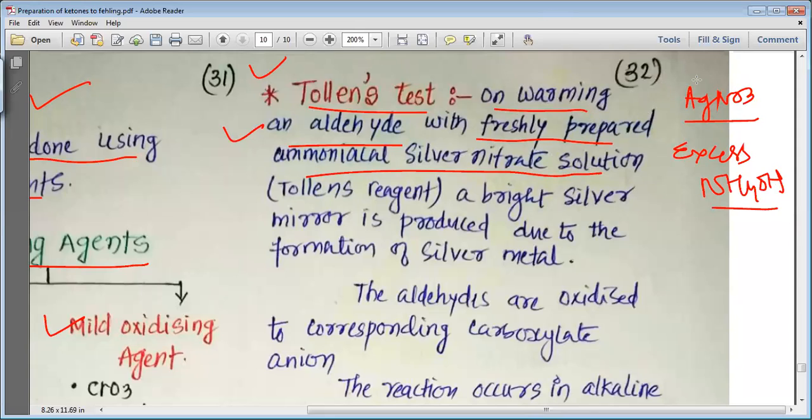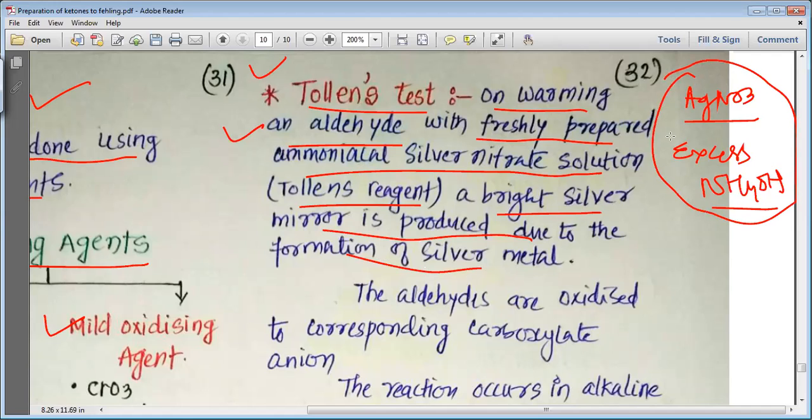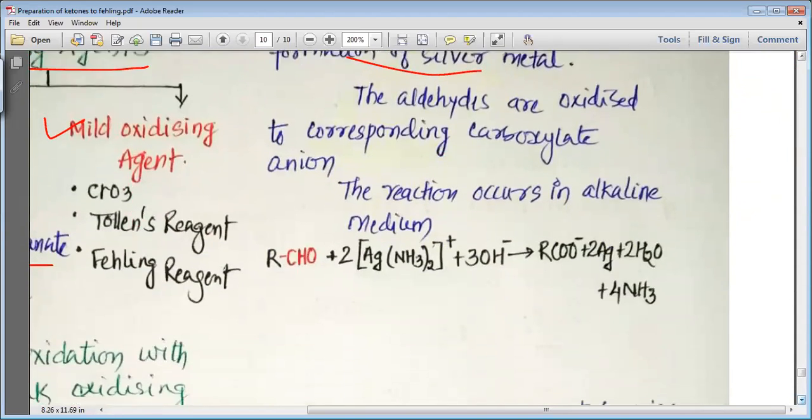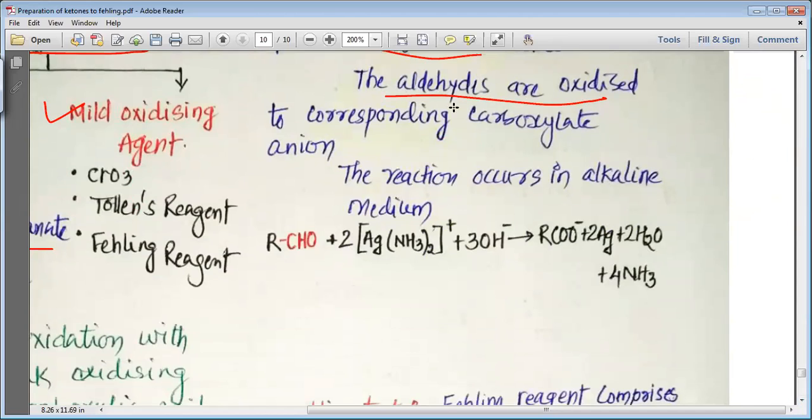So when freshly prepared ammoniacal silver nitrate solution, which is known as the Tollens reagent, is used, a bright silver mirror is produced at the bottom of the test tube or in the vessel in which the test has been performed. During this reaction between the aldehydes and ammoniacal silver nitrate, silver metal is produced and deposits on the surface of the vessel. The aldehydes are oxidized to the corresponding carboxylate anion. Carboxylate anion is your COO minus.